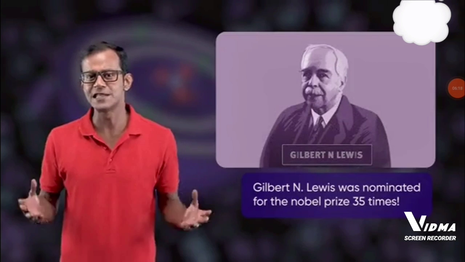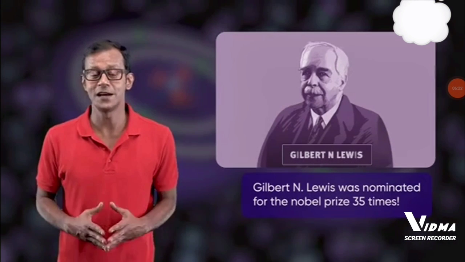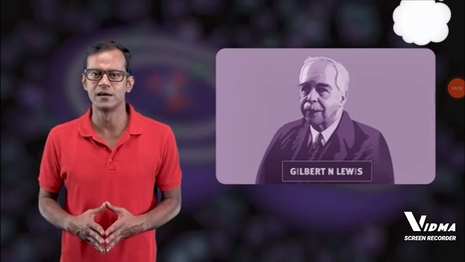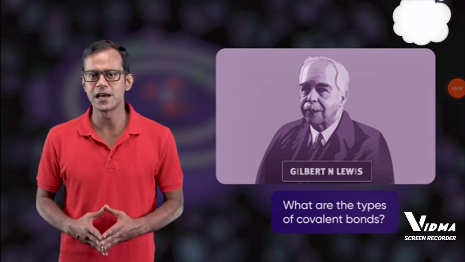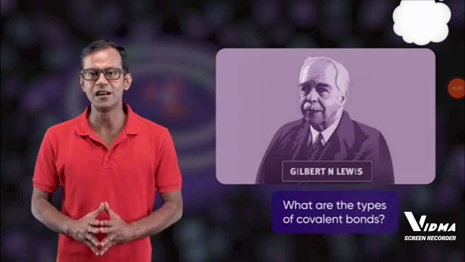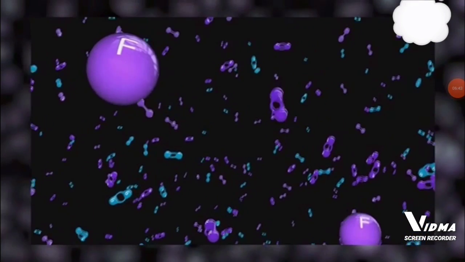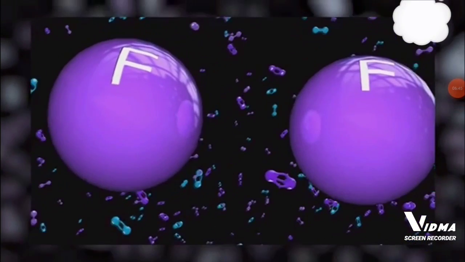Robert Lewis was an American physical chemist who was nominated for the Nobel Prize 35 times. Unfortunately, he never got one, but he did leave behind his legacy in the field of chemistry. In this video, we will be studying different types of covalent bonds and the contribution of Gilbert Lewis in representing them. Let us study the various types of covalent bonds.